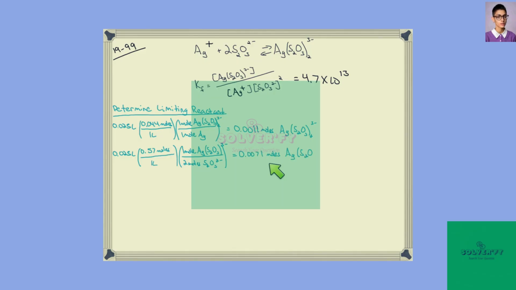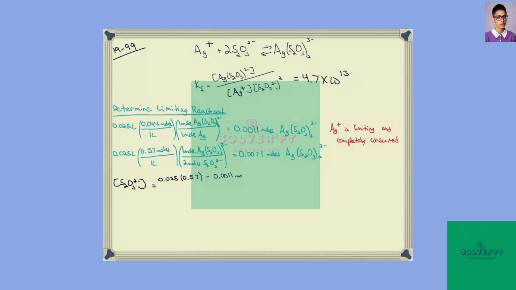We see that it is significantly more than the amount that can be created with the silver. So silver ends up being the limiting reactant. This is the first part of the problem. We will assume then that silver, before we carry out our equilibrium calculation, is completely consumed. If silver is completely consumed, then there must be a concentration of thiosulfate that is left over.